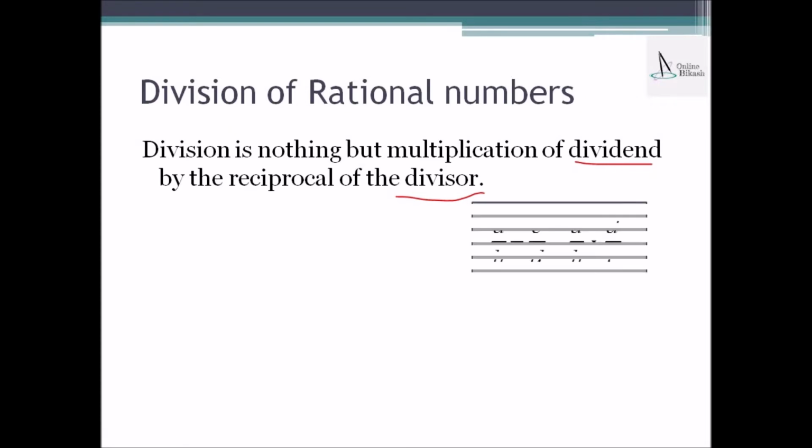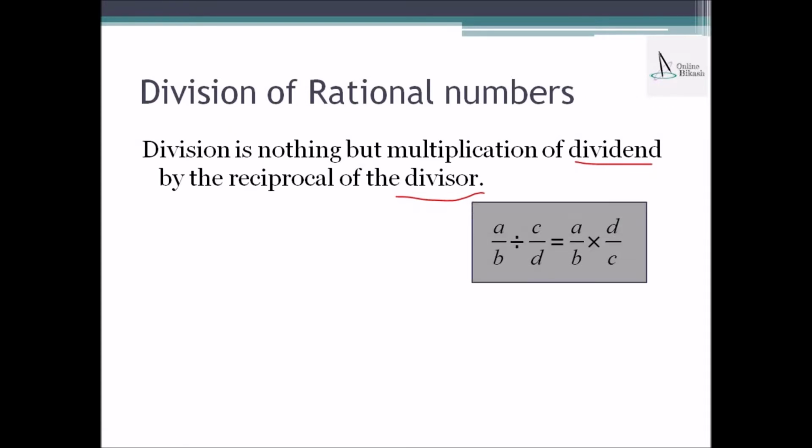You will see this example. a by b divided by c by d. Here, this a by b is called the dividend and this c by d is called the divisor. As I say, division is nothing but multiplication of the dividend by the reciprocal of the divisor. So a by b will remain a by b, then the multiplication sign, and the reciprocal of the divisor c by d, which is d by c. So a by b into d by c. This is the basic form of division of rational numbers.